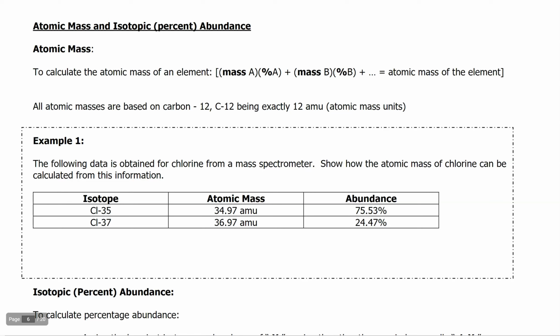Okay, next section says atomic mass and isotopic or percent abundance. Basically, this is using data, and they might say it's from a mass spectrometer. We'll talk about that in a minute, but a mass spectrometer is an analytical device that can give you information about a sample. So it can tell you how much of your sample weighs a certain amount.